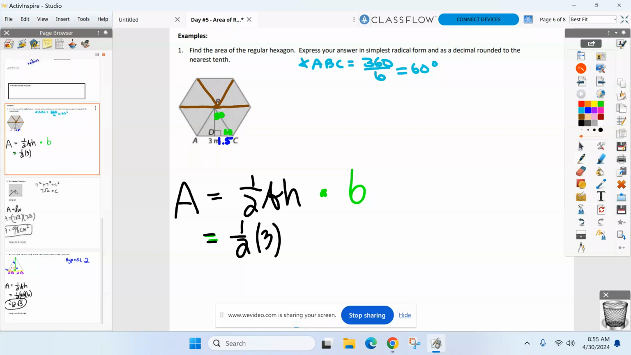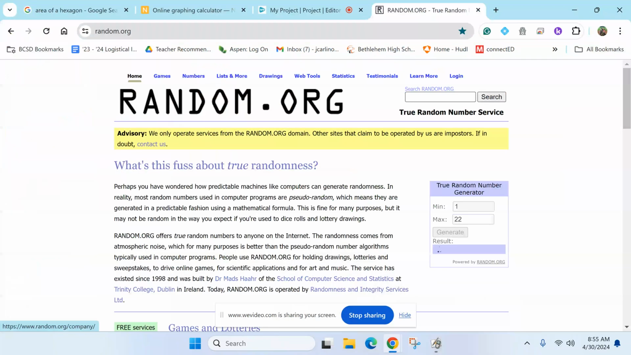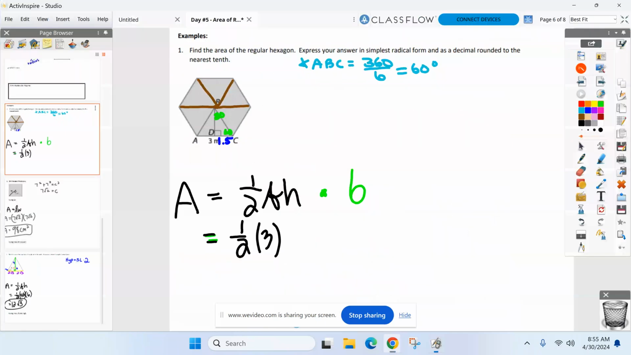I have 1.5 across from the 30. What's across from the 60? What's the height of one of these triangles? Lily, what's the height? 3 radical 3? Okay, be careful. Make sure you use the 30-60-90, right? I don't have 3 anymore because it got bisected. I've got 1.5, Lily, right? 1.5. That's the shorter leg.